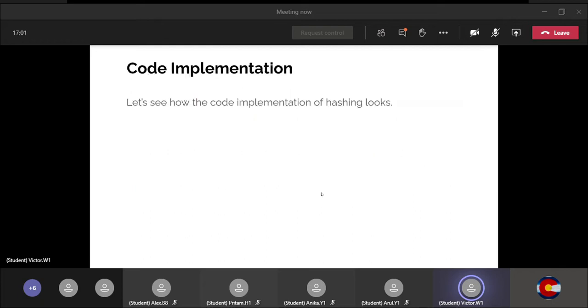So okay, I hope this makes sense. Does anyone have any questions over the conceptual idea of hashing so far?